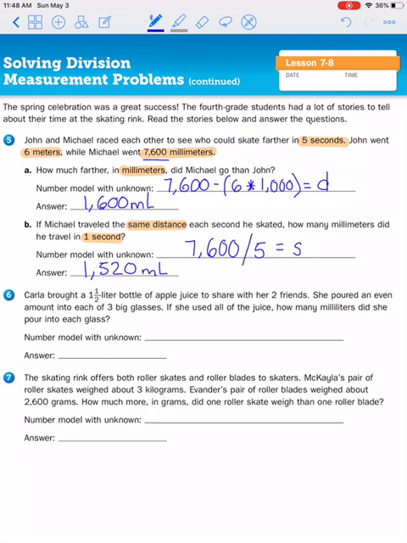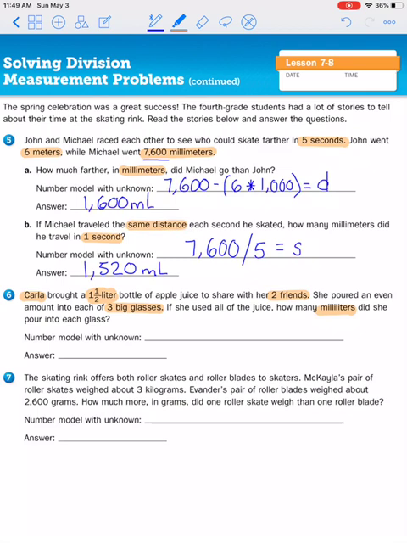Carla brought a 1.5 liter bottle of apple juice to share with 2 friends. She poured an even amount into each of 3 big glasses. If she used all of the juice, how many milliliters did she pour into each glass? So, we know that she had a 1.5 liter bottle of apple juice to share with 2 friends. So if it's Carla and 2 friends, that's 3 people, because she poured an even amount into the 3 big glasses. If she used all of the juice, how many milliliters did she pour in each glass?